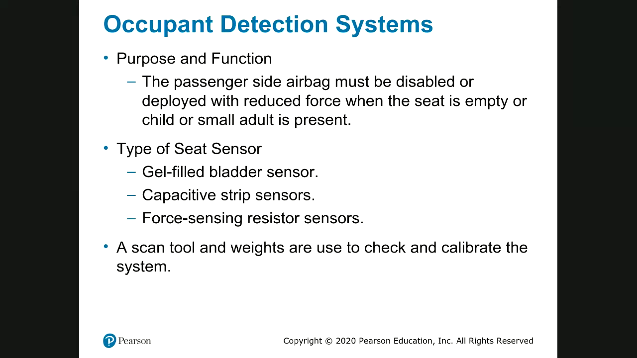Set the next one in there. Set the next one there. The computer would say it was calibrated, because you have to calibrate these things once you replace them. So just be aware that you're going to need a scan tool and those calibration weights for this. And if somebody is pushing another seat back or leaning on it while you're trying to calibrate it, it's not going to calibrate right. So be aware of that.